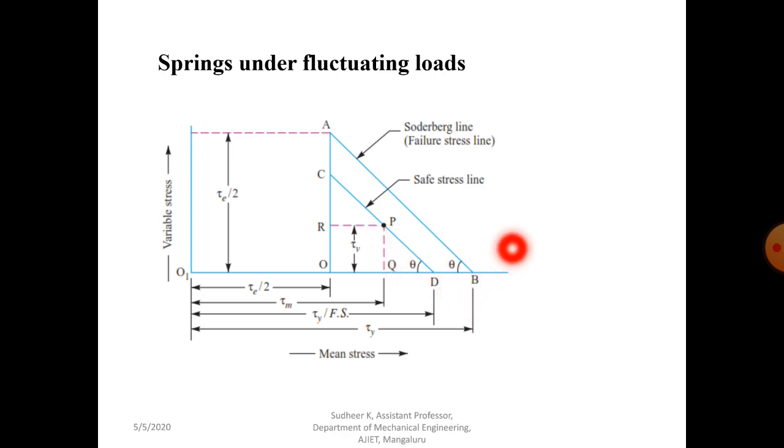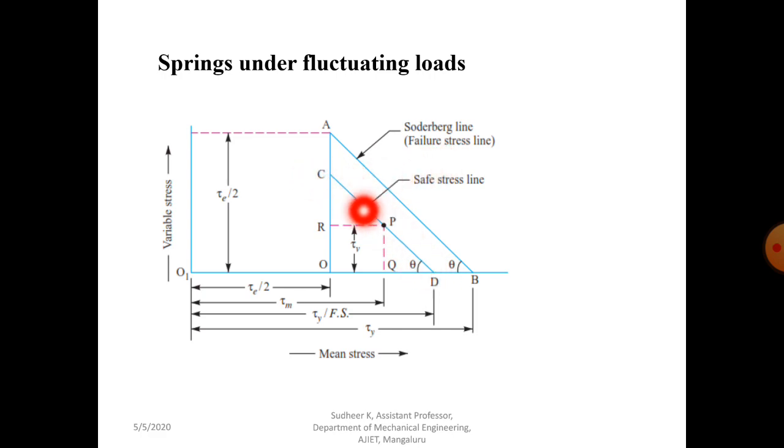So this is about the fatigue diagram. If you use a common triangle, that is CRP and COD, you'll get one expression. That expression is called the Soderberg equation. That equation can be used in the design of spring when subjected to fluctuating stress. So that is nothing but the Soderberg equation.